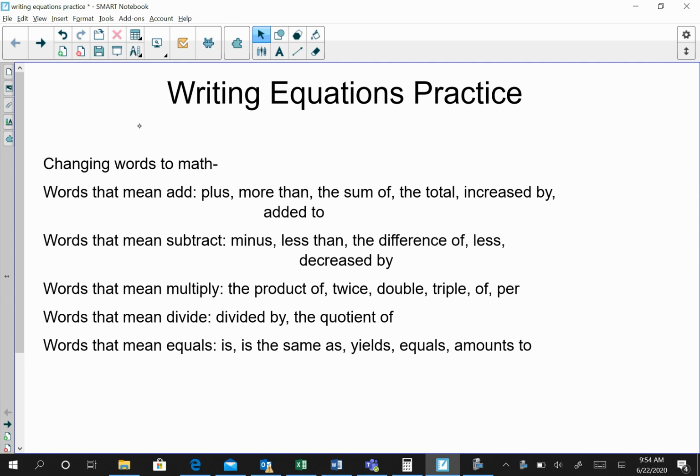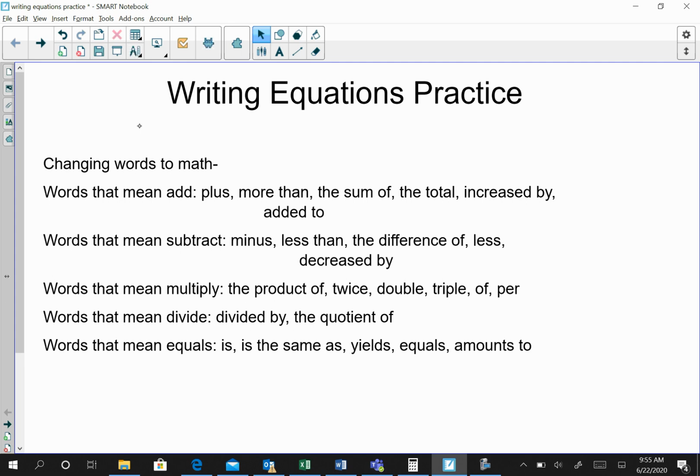So this is just a little cheat sheet to allow you to clearly see what words mean in a mathematical way. When these words show up in the sentence, you can figure out what type of operation to use. Whenever you see the first set of words, you know that you're going to be adding, right? If it says something plus something, or 5 more than 3, or the sum of, the total, increased by or added to, all of those mean add. Subtract would be minus, less than, the difference of, and decreased by.